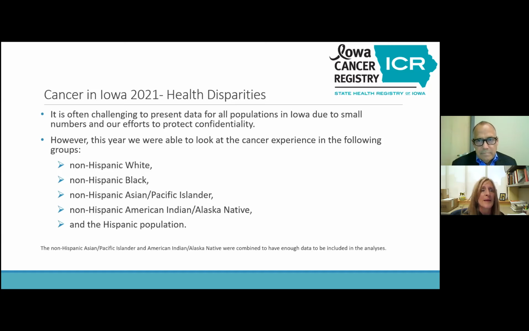So people have been waiting for this topic for years. It's hard to put out numbers for all of the populations in Iowa due to our small numbers and our efforts to protect confidentiality that I mentioned before. But this year we were able to look at the cancer experience by a few groups. We did non-Hispanic whites, non-Hispanic blacks, non-Hispanic Asian Pacific Islander, American Indian Alaska Native, and then the Hispanic population.